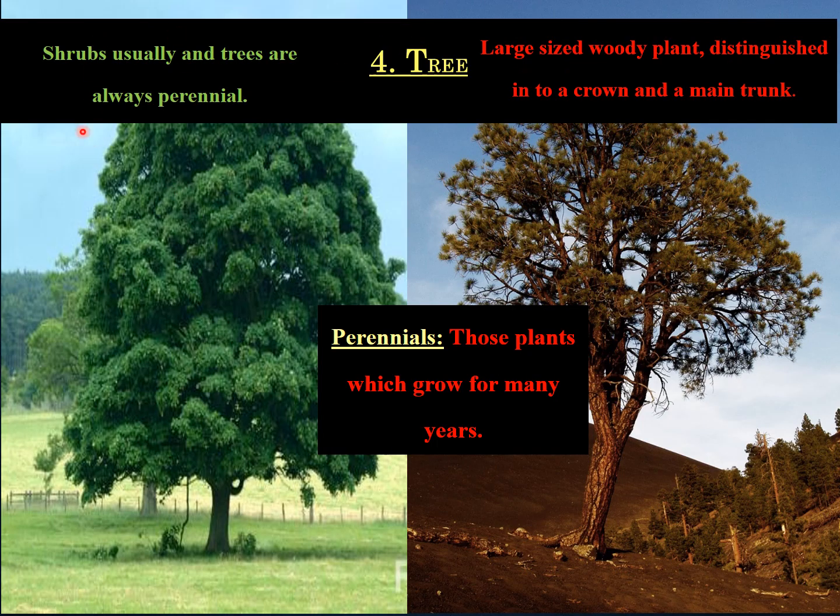The third type of habit is tree. Trees are the large-sized plants, and these are tall, woody, perennial plants with a well-marked trunk, distinguished into a crown and a main trunk. So, tree is a perennial woody plant with a single trunk. For example, Melia from Meliaceae family, Mangifera, Tectona, etc.